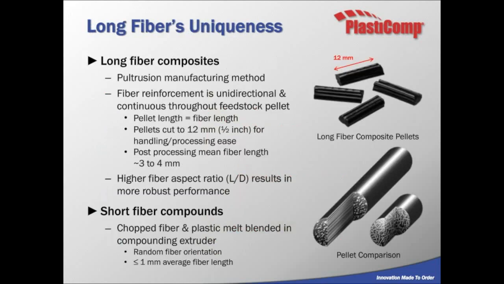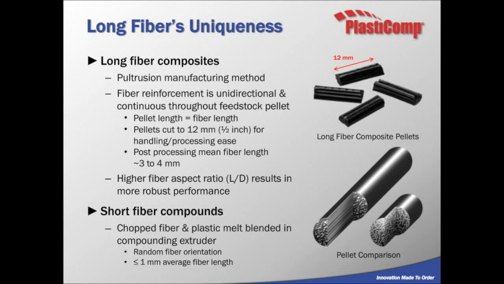So here's some of the uniqueness of long fiber materials. They're made with the pultrusion process, which in the upcoming slides I'll show you how they're made. Fiber reinforcement is unidirectional and continuous through the feedstock pellet. So essentially the pellet length equals the fiber length. Pellets are typically cut to 12 millimeters. This is for mechanical performance. It optimizes mechanical property performance, but also makes it easier to handle and process in the injection molding process.